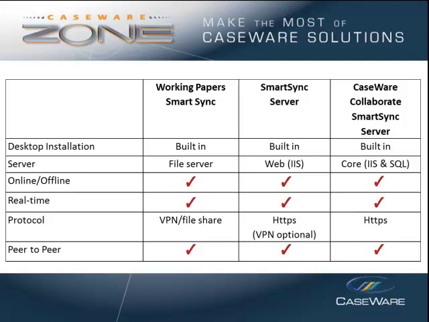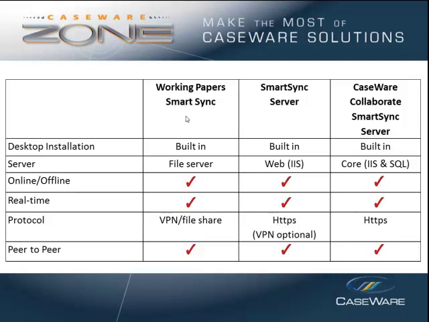So there are three implementations of CaseWare SmartSync. In the first implementation, you have just working papers with SmartSync installed on your computers. The second implementation is working papers with SmartSync with a local SmartSync server installation as well. And the third implementation is working papers with SmartSync in the CaseWare Collaborate environment. Now, the main differences between the three options are the server and the protocol.